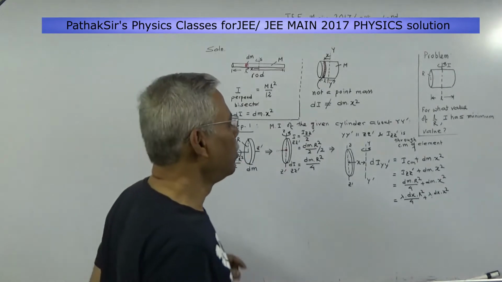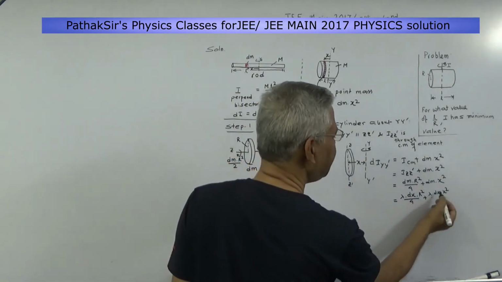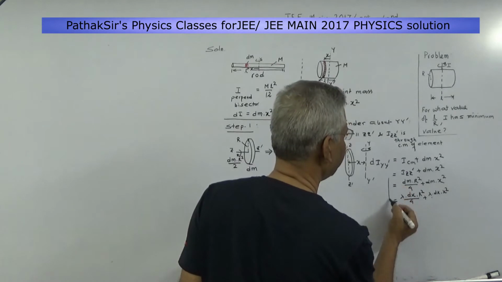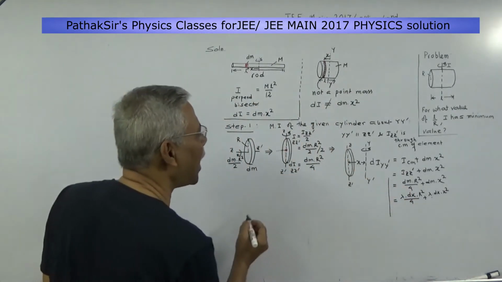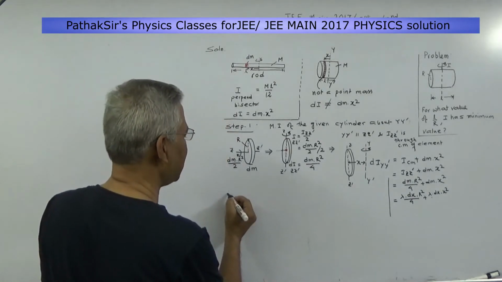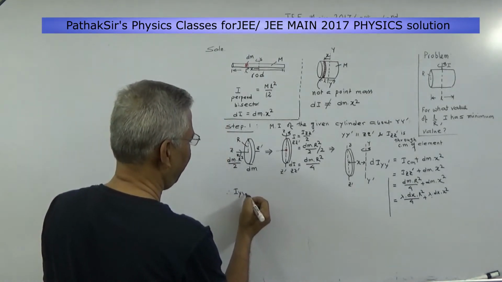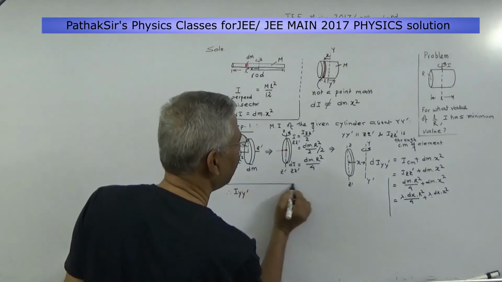Okay, equal to, so this is the expression. Now I will go for finding I_YY dash. Hence I_YY dash.